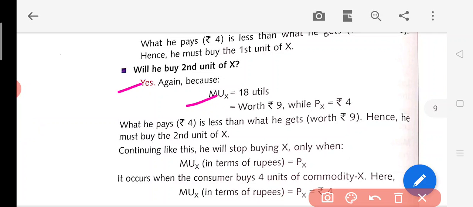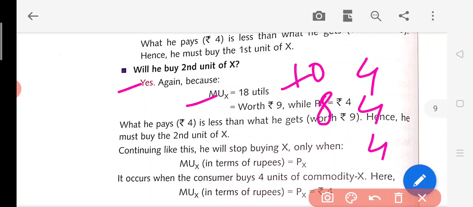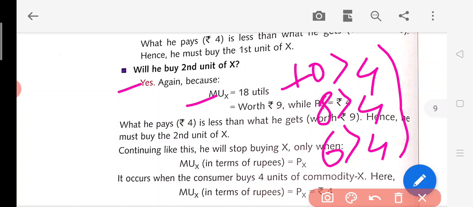Yes, we have learned that as long as MUX in terms of money is more than the price which you are paying in the market, suppose you are paying 4 rupees but MUX in terms of money is more, like 10 or 8. Again you paid 4 rupees, again you paid 4, still suppose 6 is there. So this 6 is more, 8 is greater, 10 is greater. At that time a consumer is going to consume the good. Why is he going to consume? Because he is getting more satisfaction in terms of money than what he is paying.